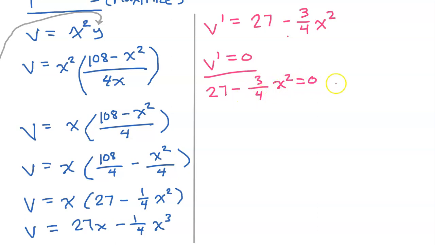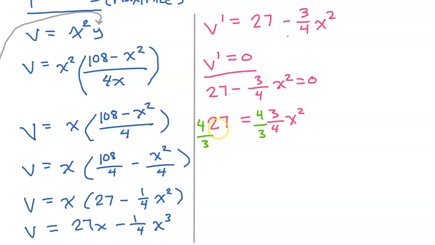Adding 3/4 x squared to both sides, we get 27 is equal to 3/4 x squared. I'm solving for x squared. Probably the most efficient way to get x squared by itself is to multiply now by the reciprocal, which is 4 over 3. So that's what I'll do. I'm multiplying by 4 over 3 now. The 3/4 and the 4 over 3, that cancels out.